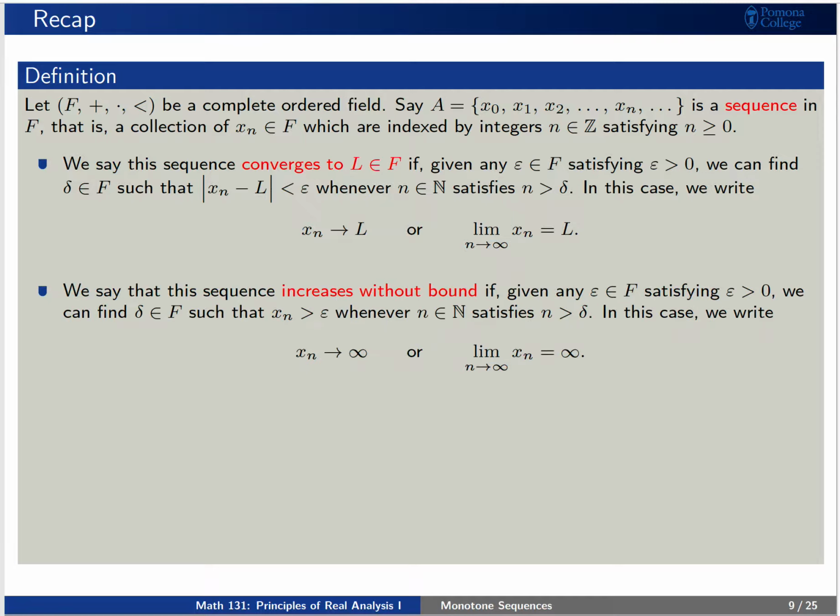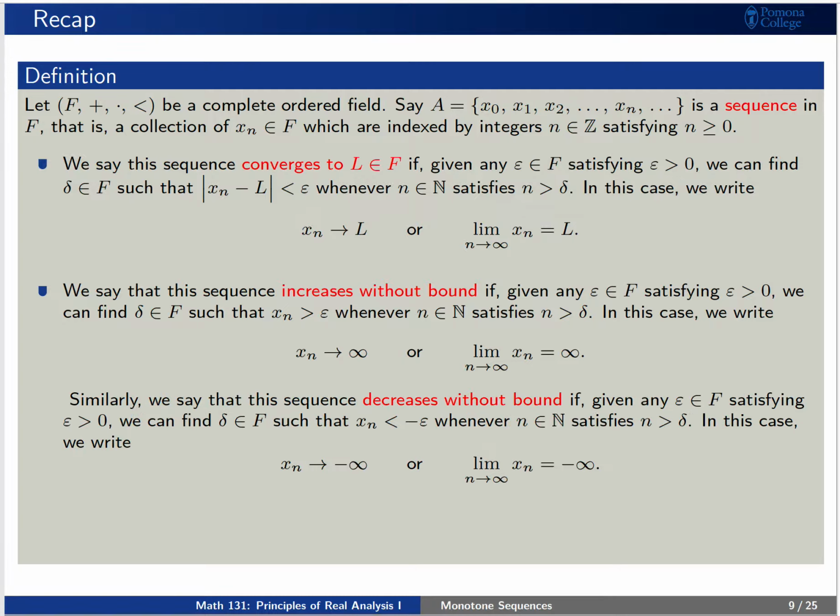We'll say that the sequence increases without bound if, for every positive epsilon, we can find a delta such that xn is greater than epsilon whenever n is greater than delta. The idea here is that we'll think of xn as going to infinity.